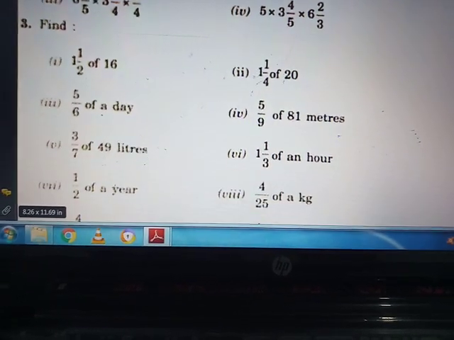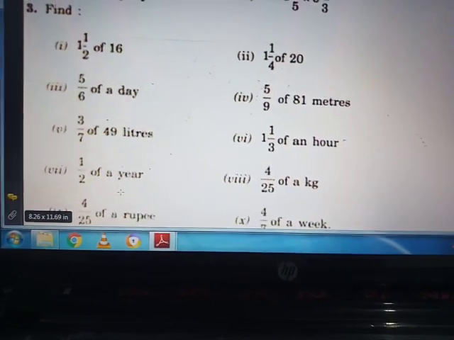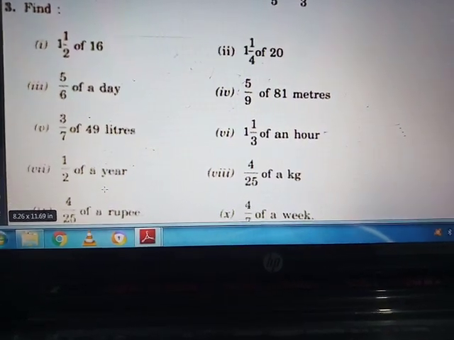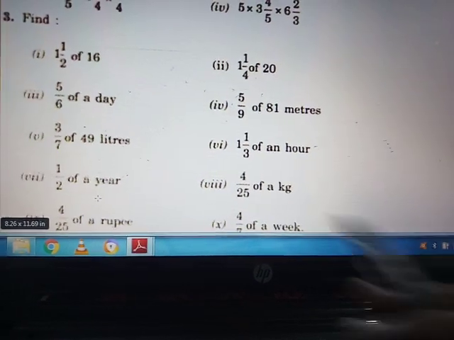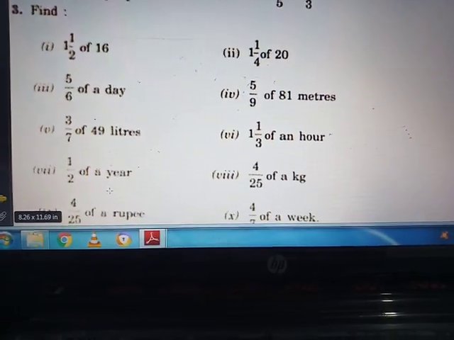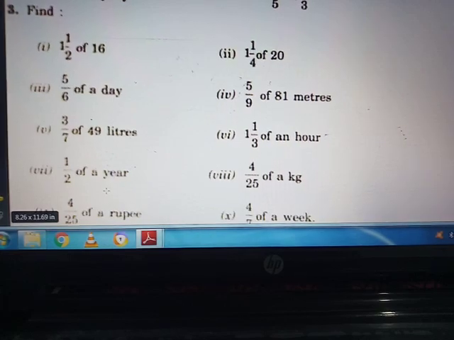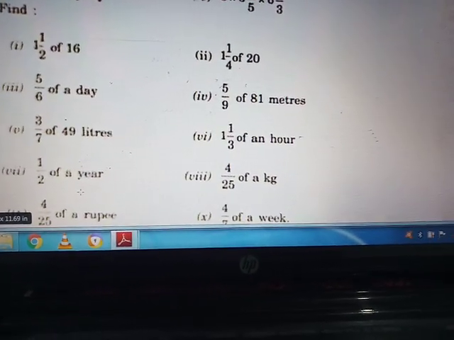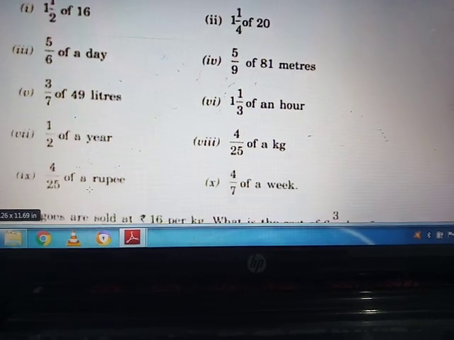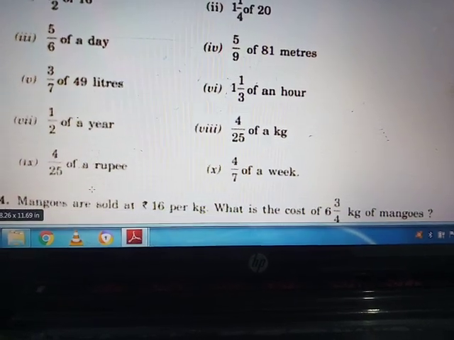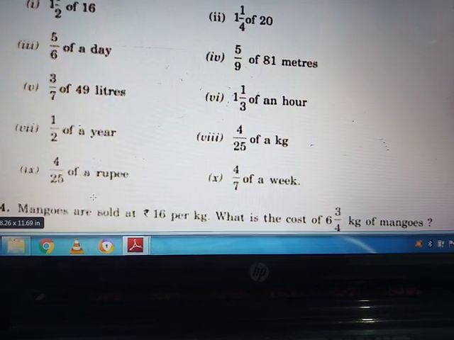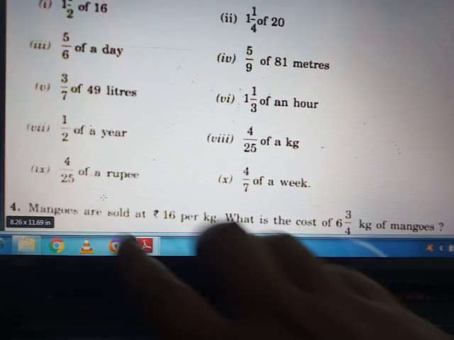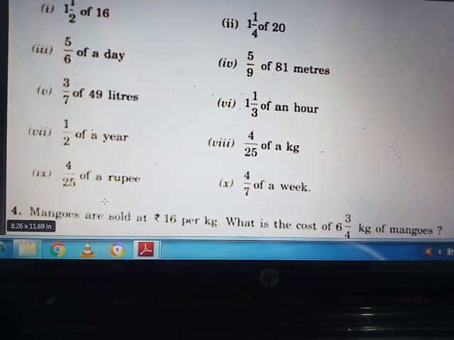The fifth part is liters. You can easily do that. Here it is an hour, you can convert this into minutes. Here it is a year, you can convert this into 12 months. Whatever the suitable value is, you can convert. The eighth part is 4 upon 25 of a kg. A kg you can convert into grams. A week will be 7 days. And here it is a rupee, you can convert into paise, that will be 100 paise.